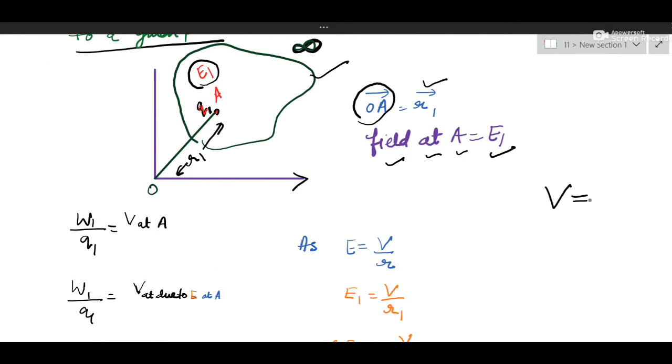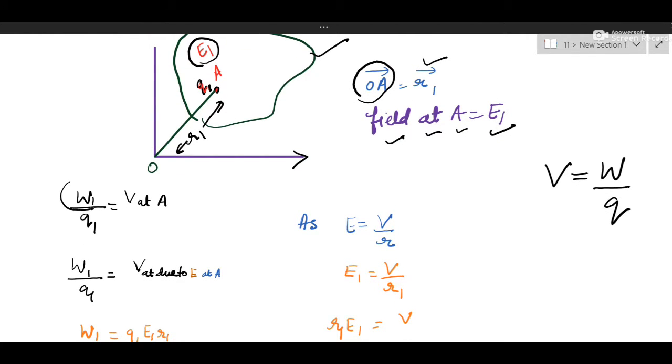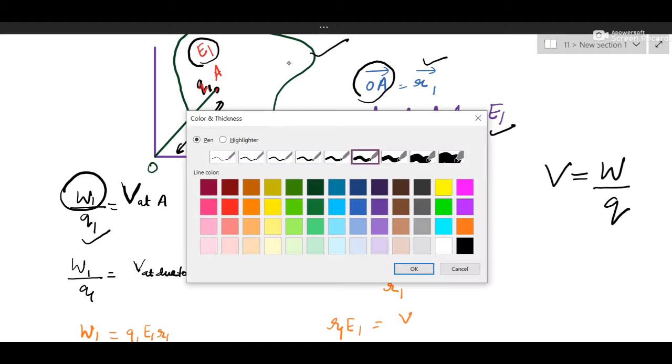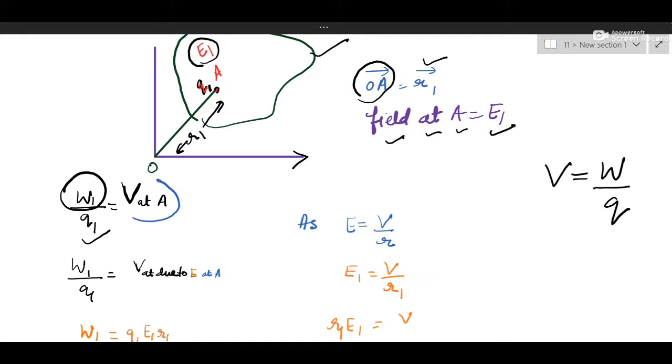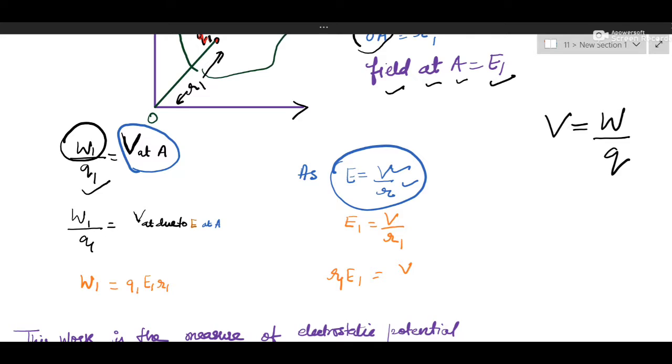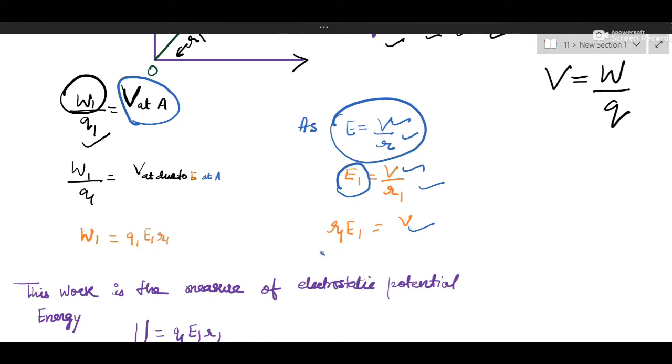What is the general formula of potential? Work done per unit charge. So the work done W1 upon the charge Q1 is equal to the potential at A. So W1 by Q1 is equal to V at A. Now how can we open this? We'll be using this formula: electric field is potential gradient, V by distance. So E1, the electric field at point A, is equal to V by R1. R1 is the position vector, so V is R1 E1.